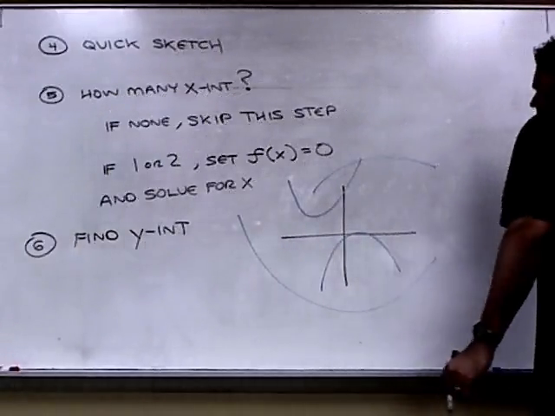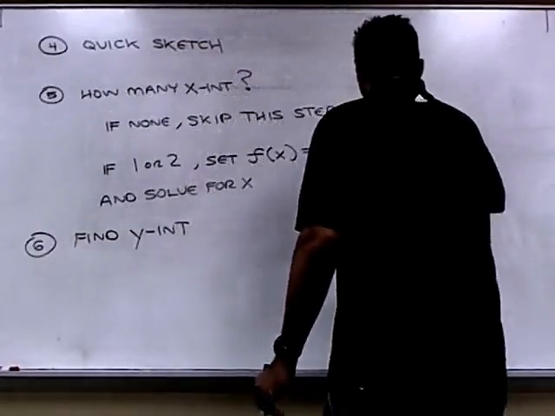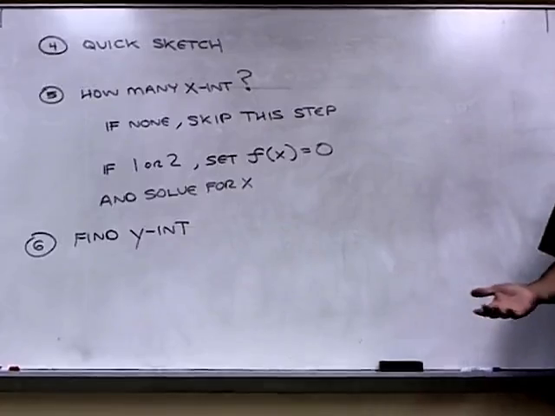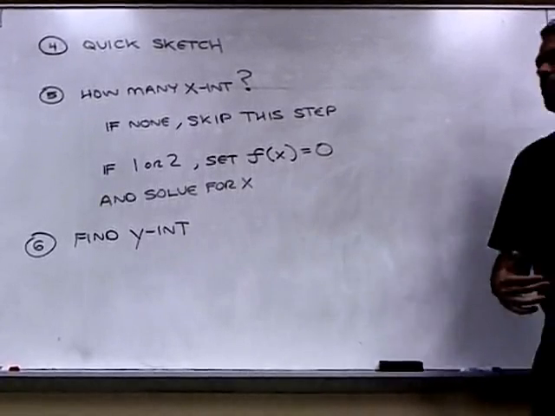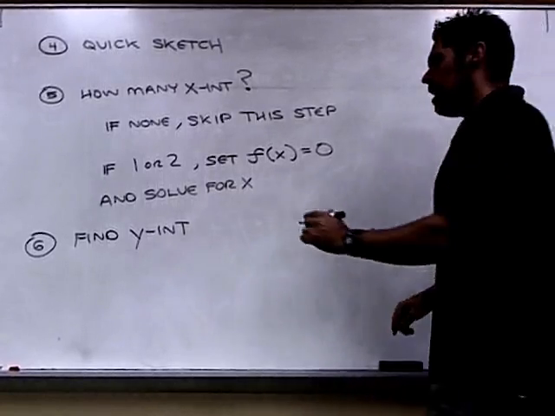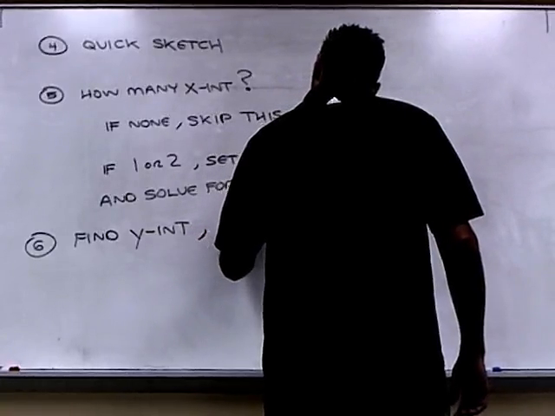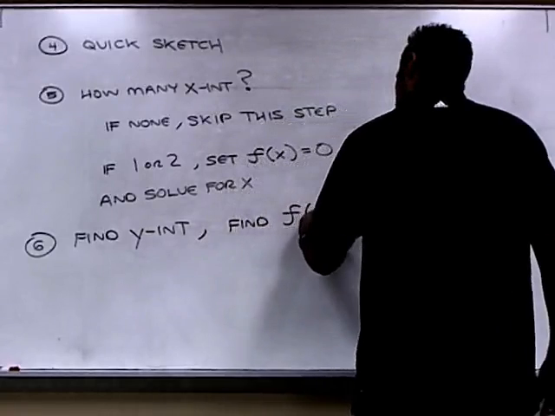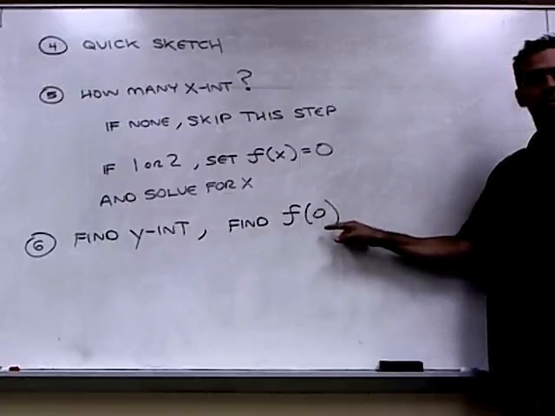And how do we find y-intercepts? How do we find a y-intercept with a line? We set x to 0, didn't we? Well, for us, setting x to 0 means plugging 0 in for x, right? Isn't that the same as doing this? Find f of 0. Doesn't f of 0 mean plug 0 in for x into the function? So that's what I'm doing.